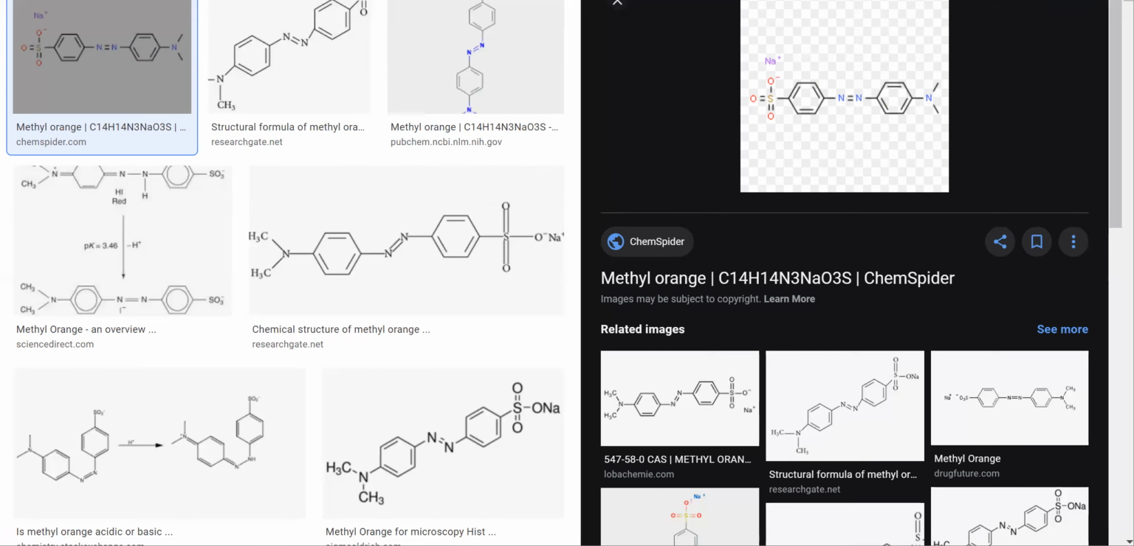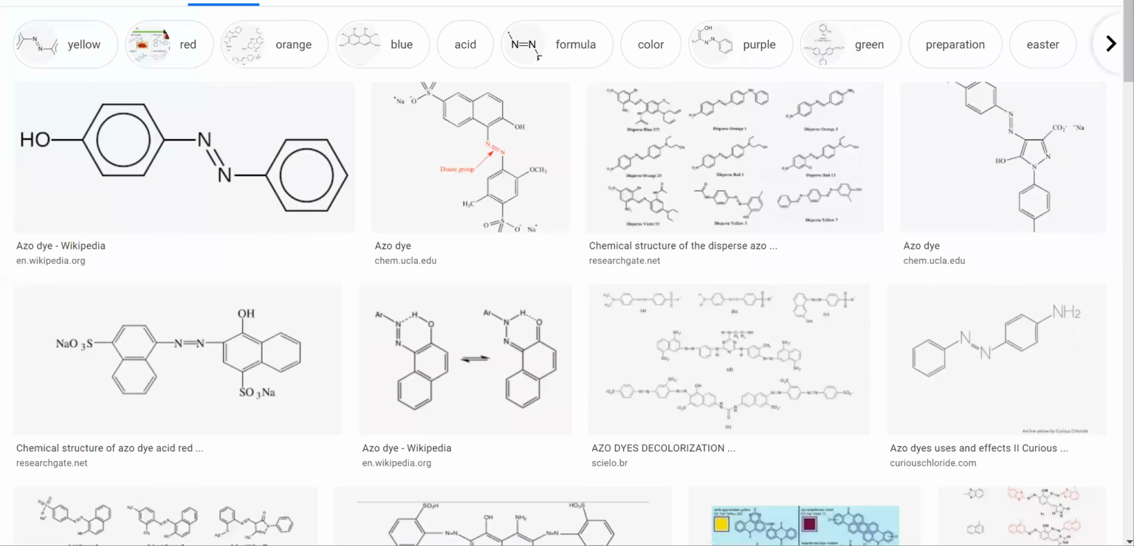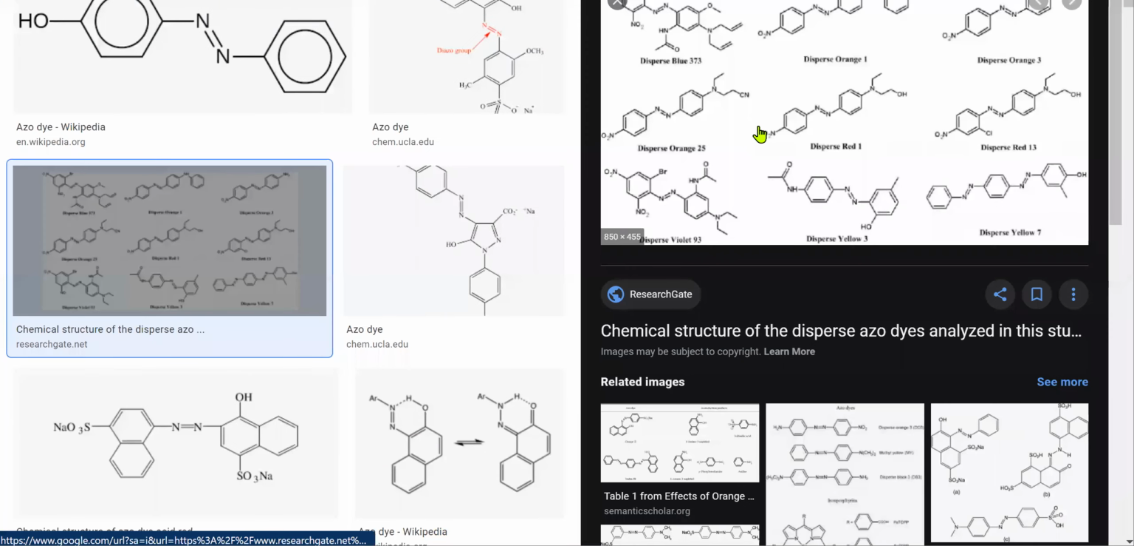So azo dye structures, this is the one that we did. You can have different colors. Remember, benzene is usually drawn with alternating double bonds. So there are all sorts of benzenes. The middle part is always the same. One side is going to be an activated benzene every time, and the other side would be a normal benzene. So that's what an azo dye is.